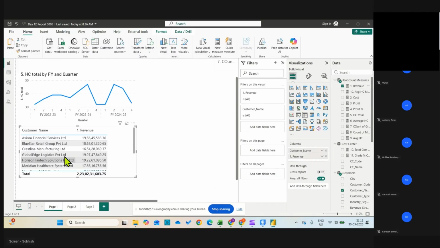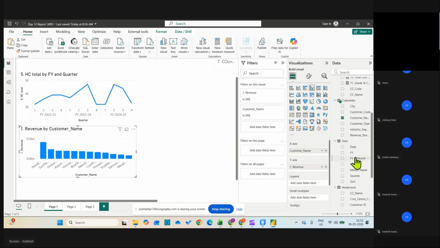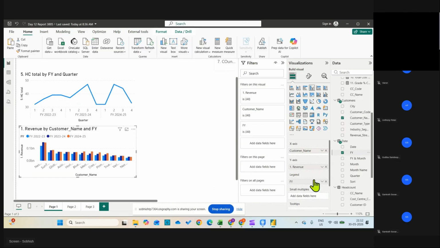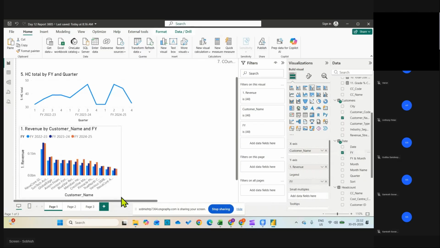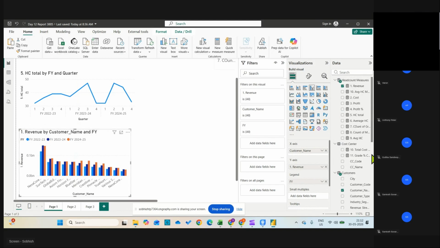So we see the revenue by customer. Now I can use a clustered column chart, but I want to split this by year. So I bring the financial year into the legend. So this basically shows the revenue by customer. We'll change the look and feel of it later, but it shows the revenue by customer by year. Now if I bring the headcount total to this, it would give me a better view to see my headcount allocation versus the customer revenue.